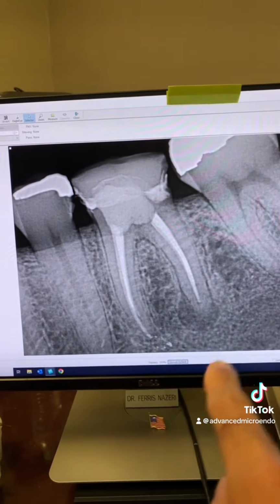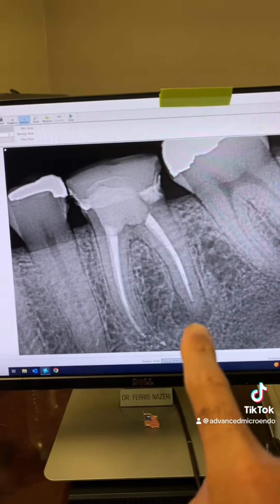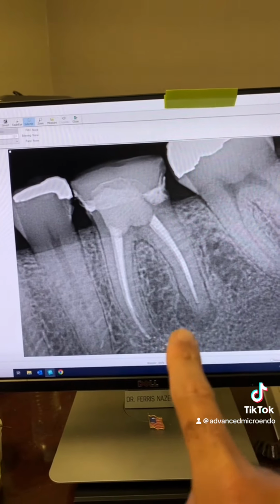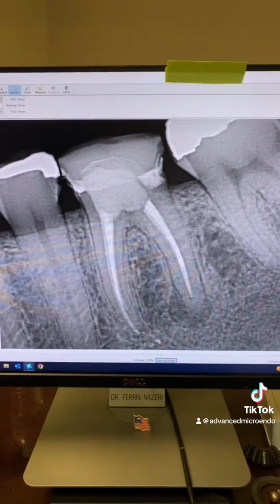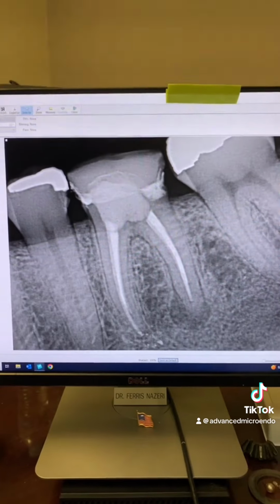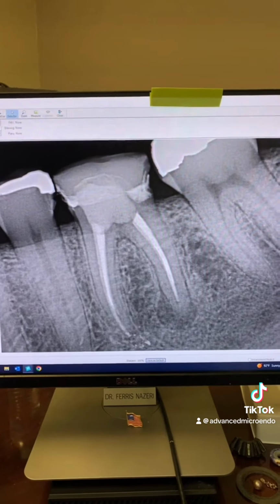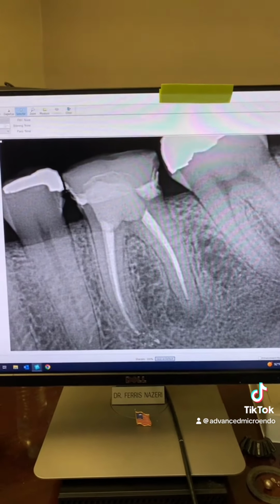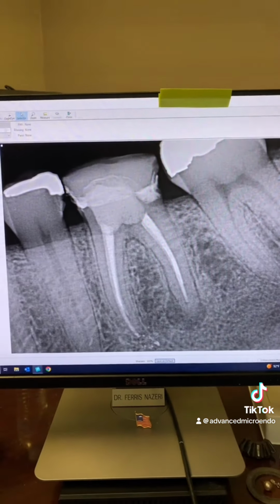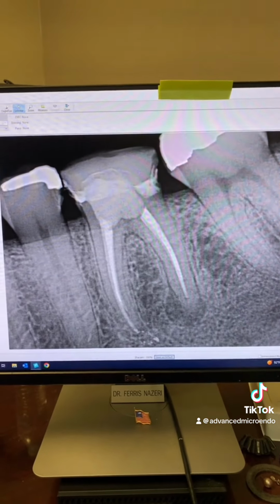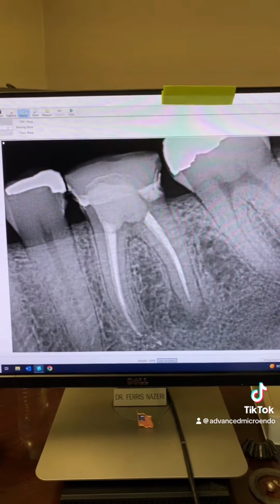As you can see, previous root canal. That's a temporary crown right there. And look at that periapical radiolucency there. I presented this case a few days ago, asking you why you thought that perhaps there was a periapical radiolucency here. Do I need to take a CBCT, I asked.